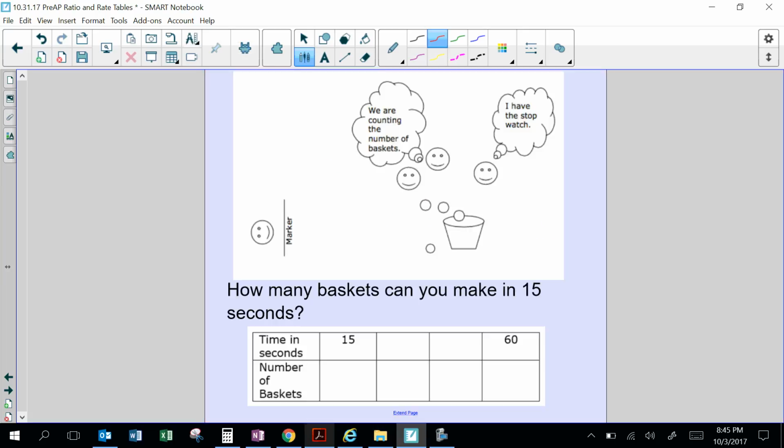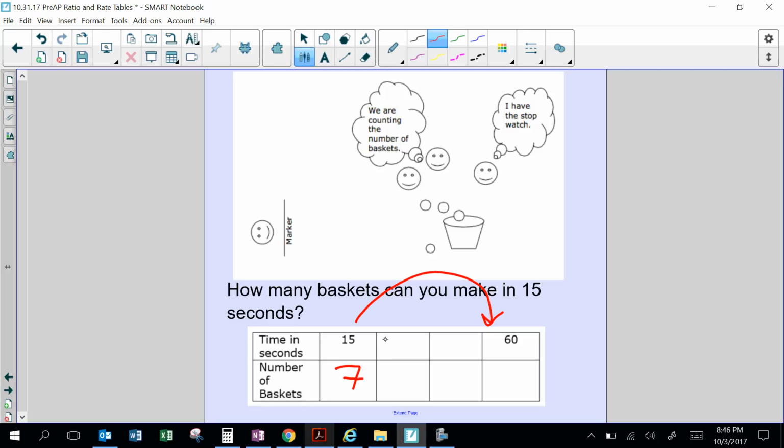So today you're going to be doing something called Trashaball. You are going to be rolling up trash paper, and you're going to see how many baskets you can make in 15 seconds. Imagine you can only make 7 baskets in 15 seconds. How many baskets can you make in 60 seconds?